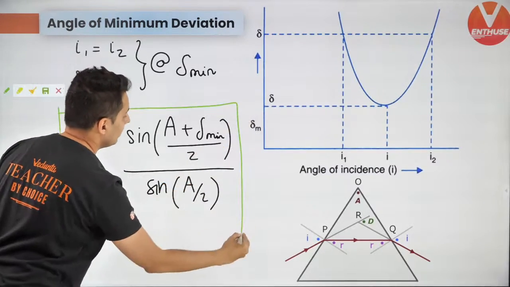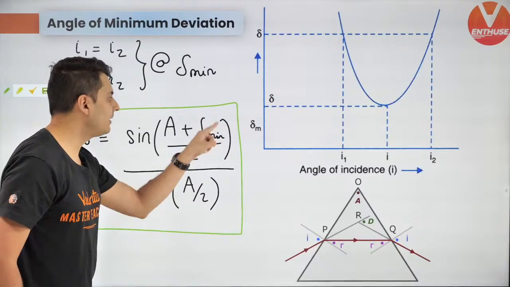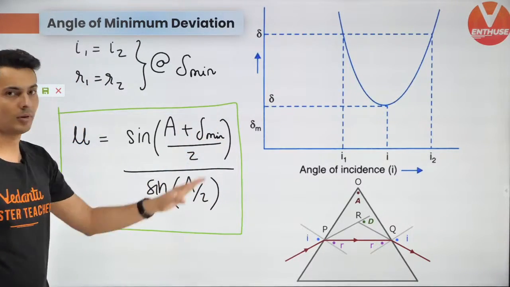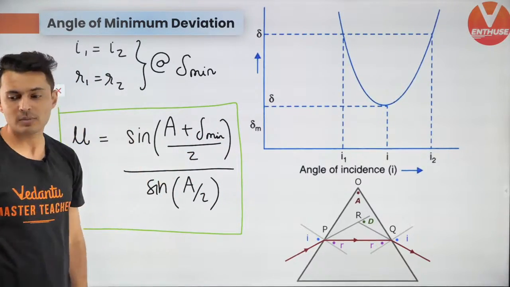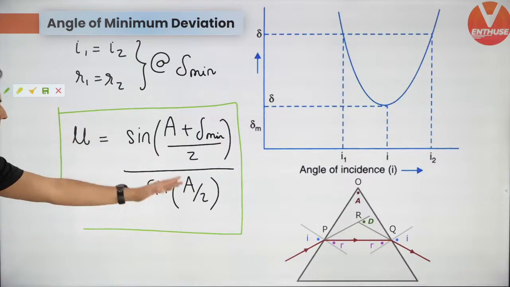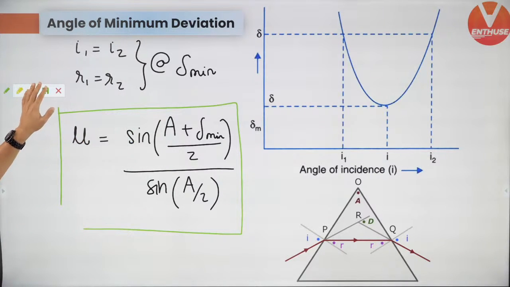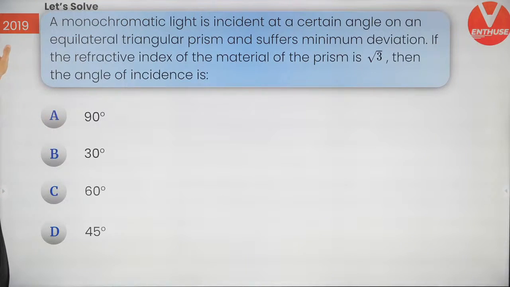So remember, if mu is given and A is given, you can find delta minimum using this complex formula. But this is very important for solving problems. I hope this is clear. Yes, very fancy formula. You should know this, but I hope you have written it down in your notes. I'm giving a question in front of your screen right now. Get ready. Here it is.